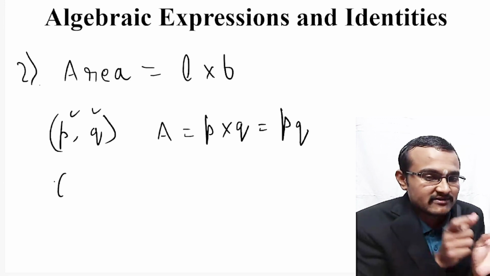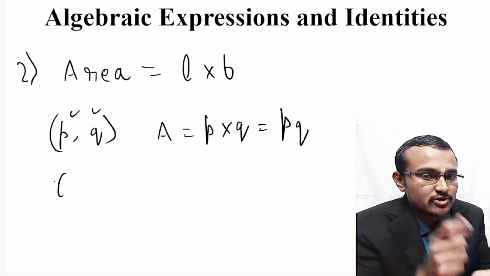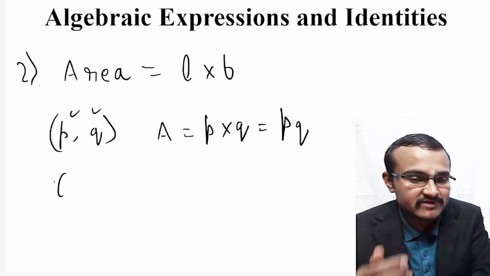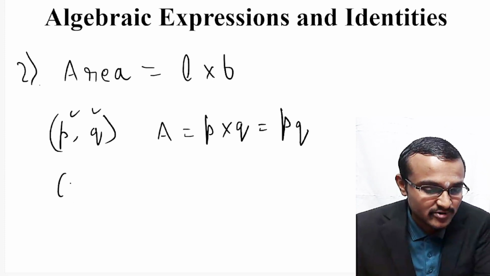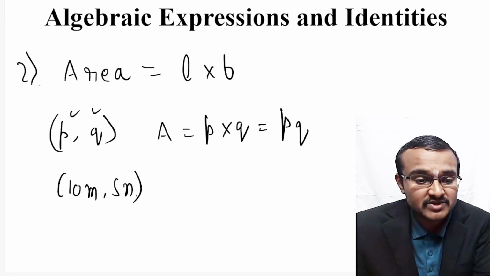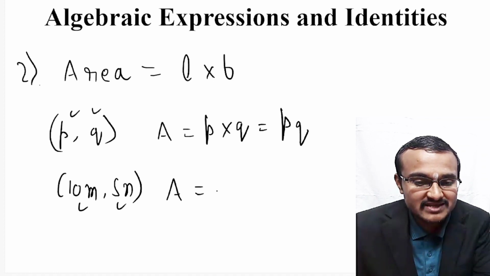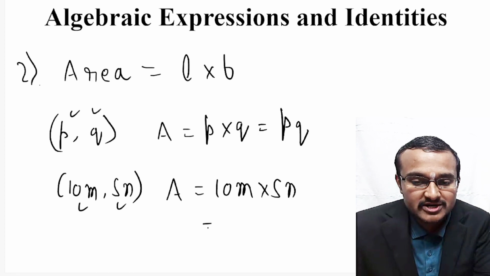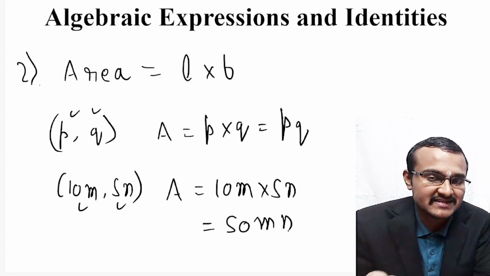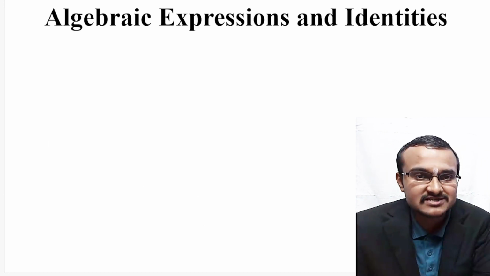There they have given length as one algebraic expression and breadth as another algebraic expression. You are multiplying the two to get the area of the rectangle. The second problem they have given is 10m and 5n in this second question. So 10m is length and 5n is breadth. What will be the area? It will be 10m into 5n. So what is 10 into 5? 10 into 5 is 50mn. Like this you can go on performing length into breadth, and you can go on calculating areas of rectangles in this second question.